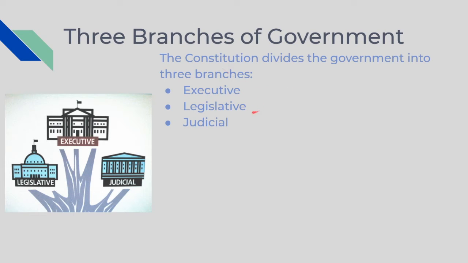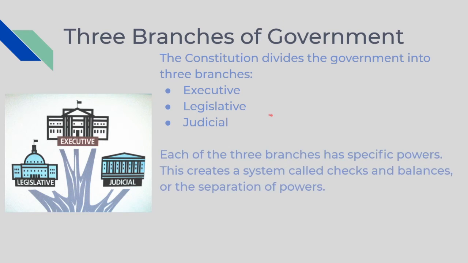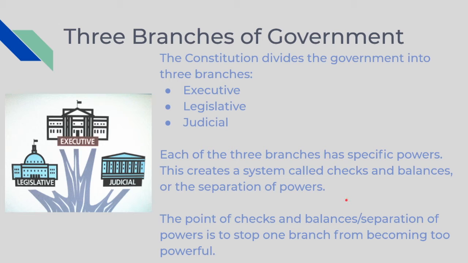Each of these three branches, the executive, legislative, and judicial, each branch has their own specific powers. This creates a system called checks and balances, or the separation of powers. The point of the checks and balances, or the separation of powers, is to stop one branch from becoming too powerful. So this makes sure that the executive branch can't be completely in charge, or the legislative branch can't be completely in charge. It makes it so that all three branches have to work together evenly.